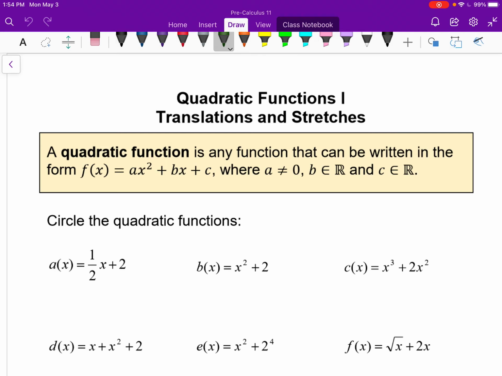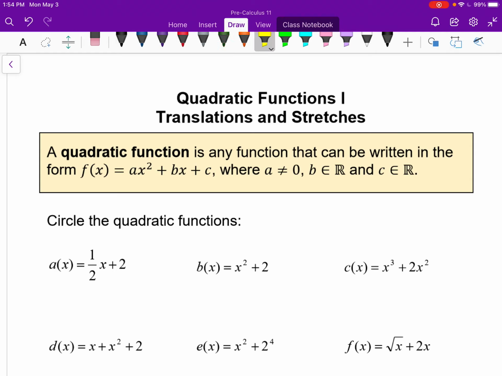But I highly recommend, if you haven't done so already, to look through the previous video first, reviewing some of the core ideas from functions and domain and range, specifically with linear functions, before trying to go too much in depth here. But a quadratic function is any function that can be written in this form.